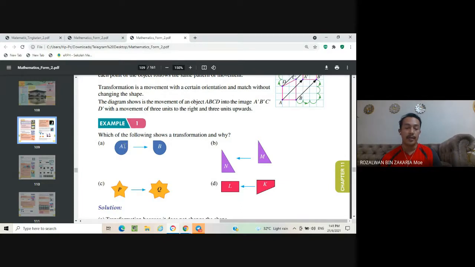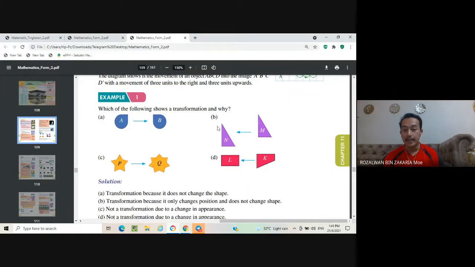So A, look at A. We have a shape A. This one, the symbol, is the object. Then after that, this one is the image. As you can see there, from A to B, the shape is the same. If the shape of the image and object is the same, it is congruent. So this is a transformation.